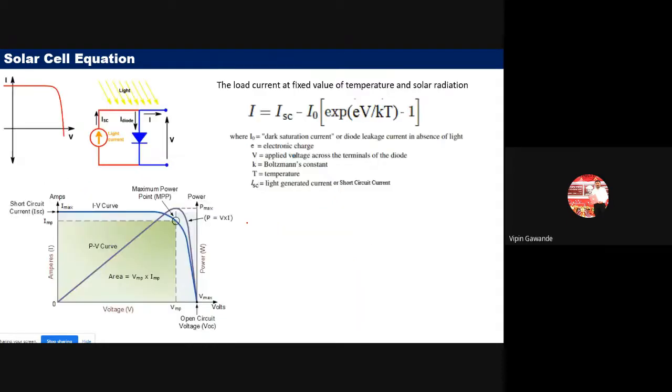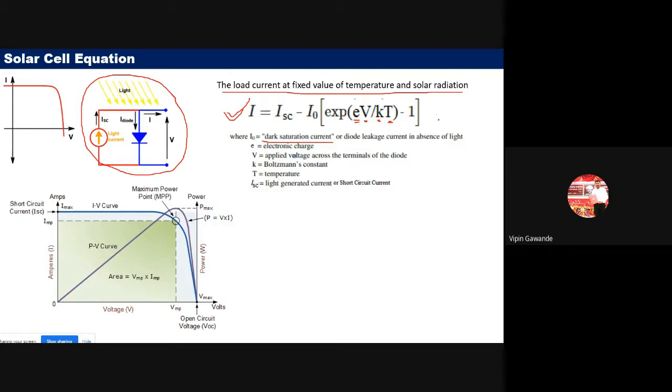Now after considering the illuminating current, the parameter ISC, we have the load current at a fixed value of temperature and solar radiation. It is given as I is equal to ISC minus I0 times the exponential term. I0 is the dark saturation current, or the diode leakage current in the absence of light. q is the electronic charge, V is the voltage across the terminals of the diode, K is the Boltzmann constant, and T is the temperature. So this equation we get here.